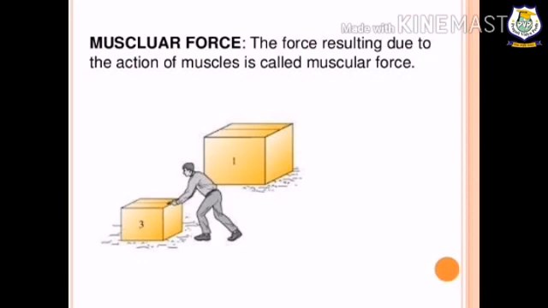So here it is first, muscular force. The force resulting due to the action of muscles. Here the most important one is muscles. So the force which is experienced by muscles is called muscular force. As you can see in the diagram, a boy is pushing the box with the help of muscular force.